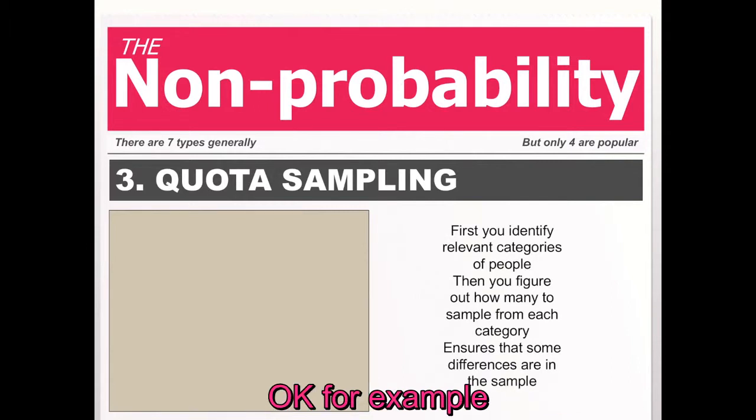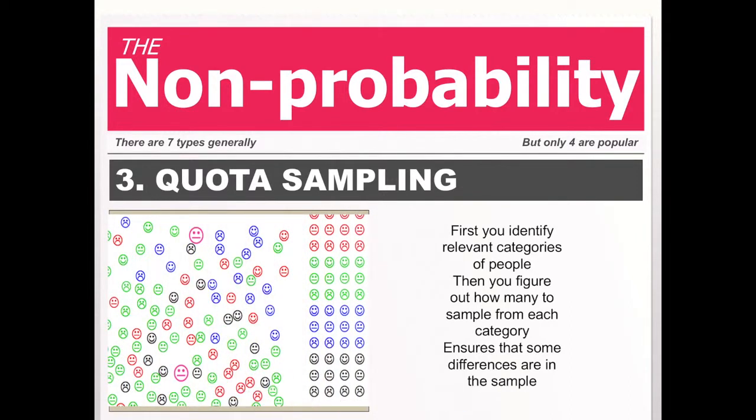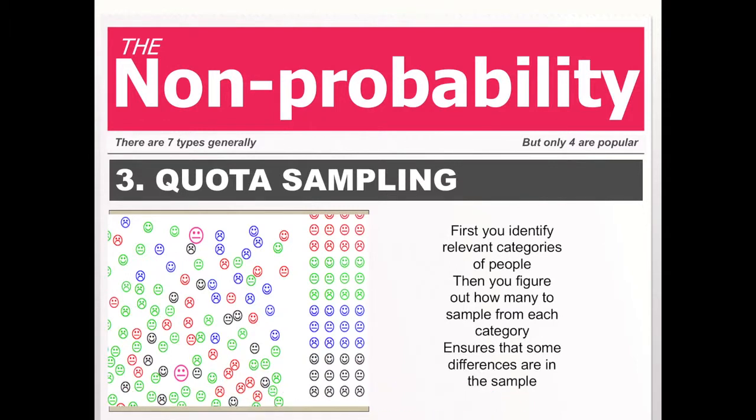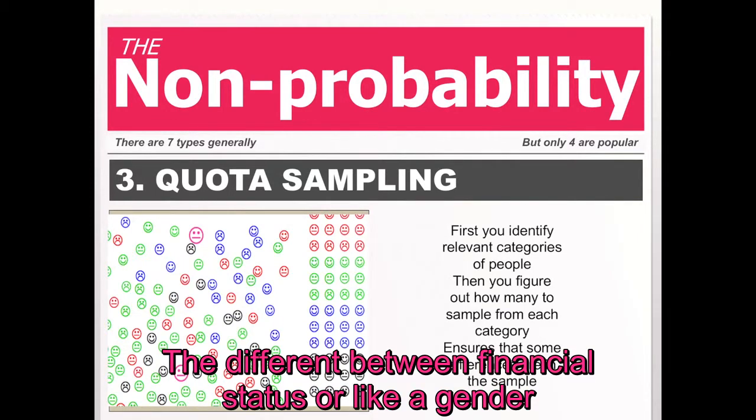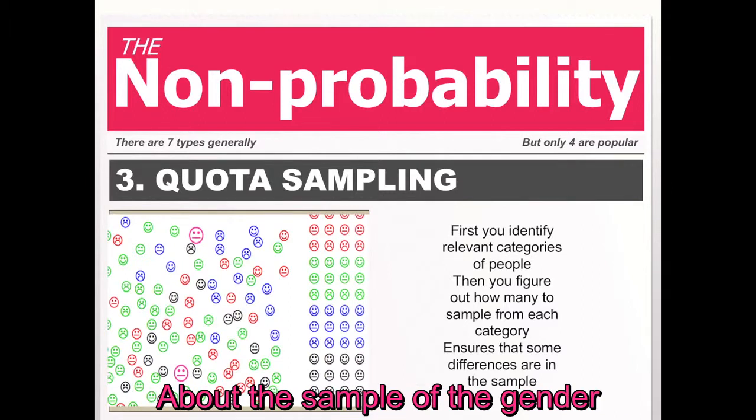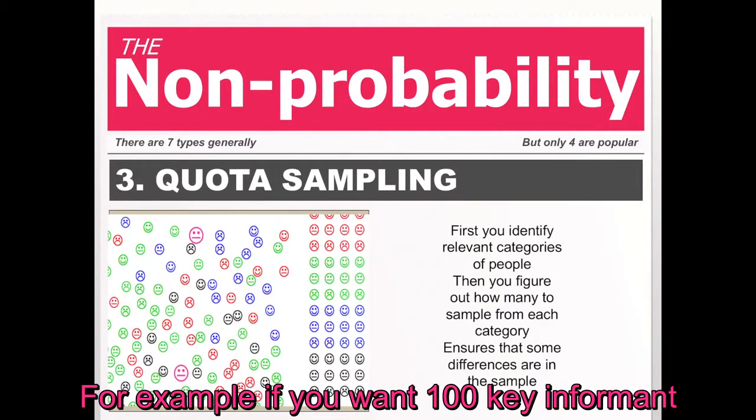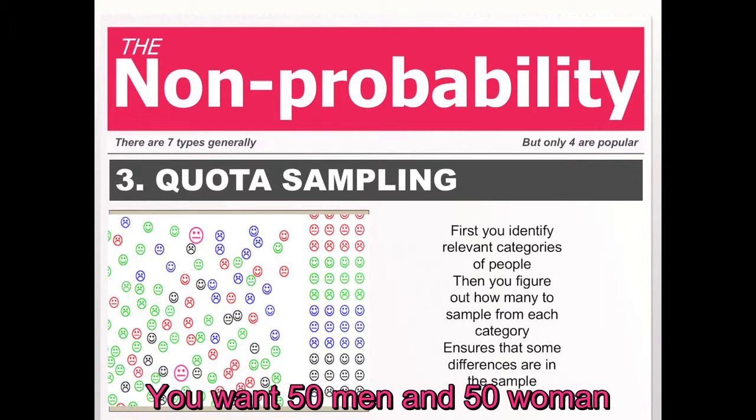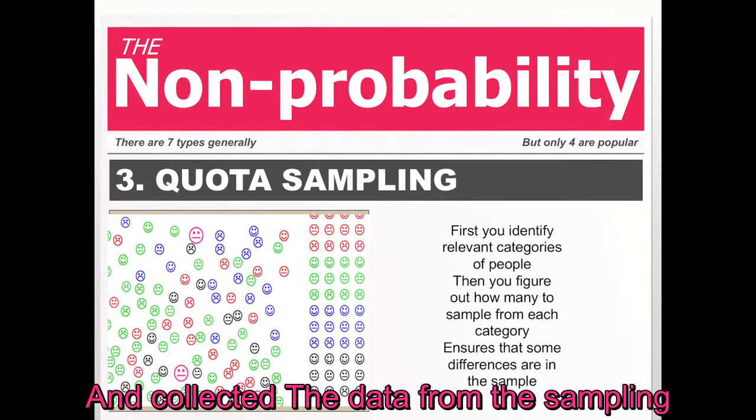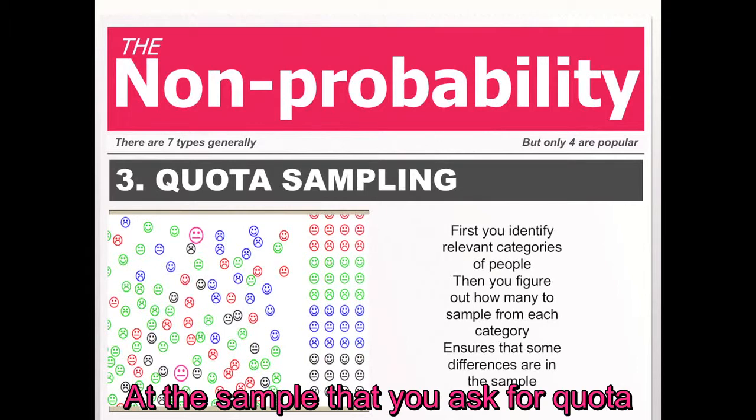For example, for quota sampling, you have the list and you decide that you would like 50. You might divide by age, financial status, or gender. Now I would like to demonstrate with gender. For example, if you want 100 key informants, you want 50 men and 50 women. So you know the quota already, and you just get into the field and collect the data from the sample that fits the quota.